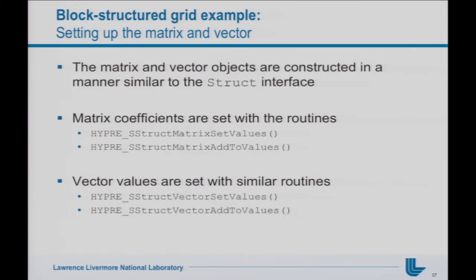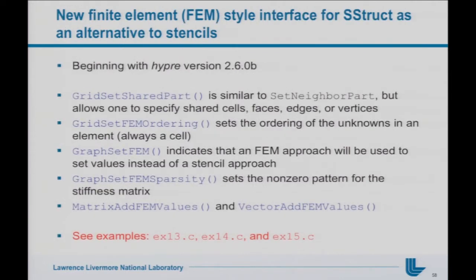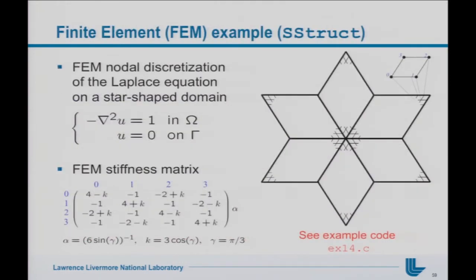Now we set up the matrix and the vector just as before, and it's similar calls. You call set box values or add to box values routines for both the matrices and the vectors. OK. Now there's a finite element style approach to doing this as well that we just introduced. So here's some of the new routines that you need to do that. Most of them have FEM in the name, and some of the examples in the hands-on will actually go over this same finite element example that I'm going to show you right now.